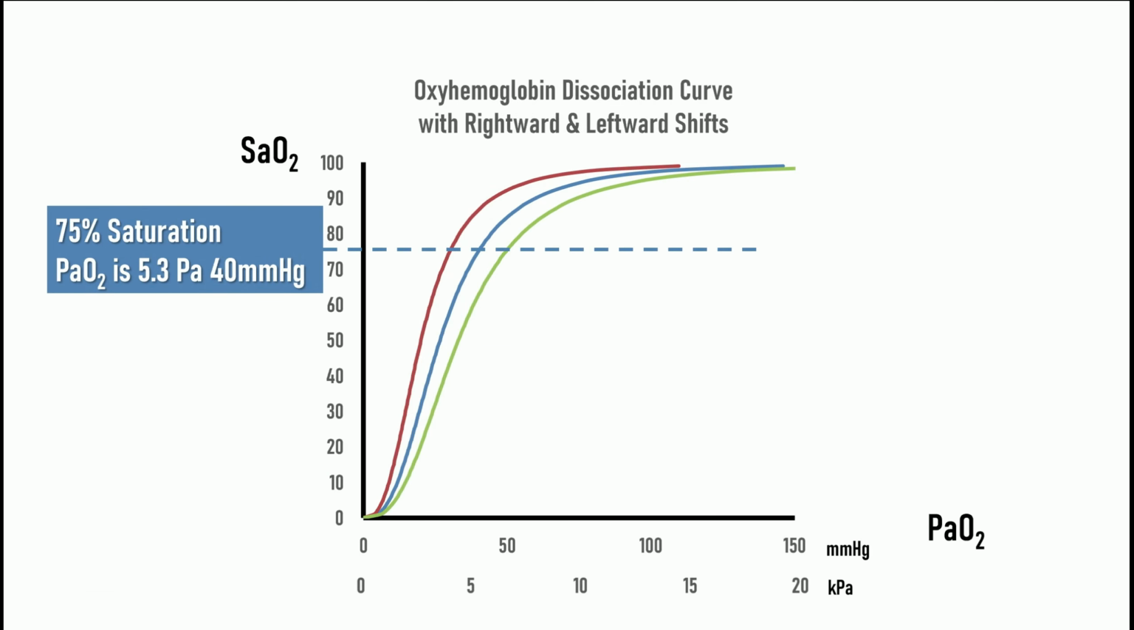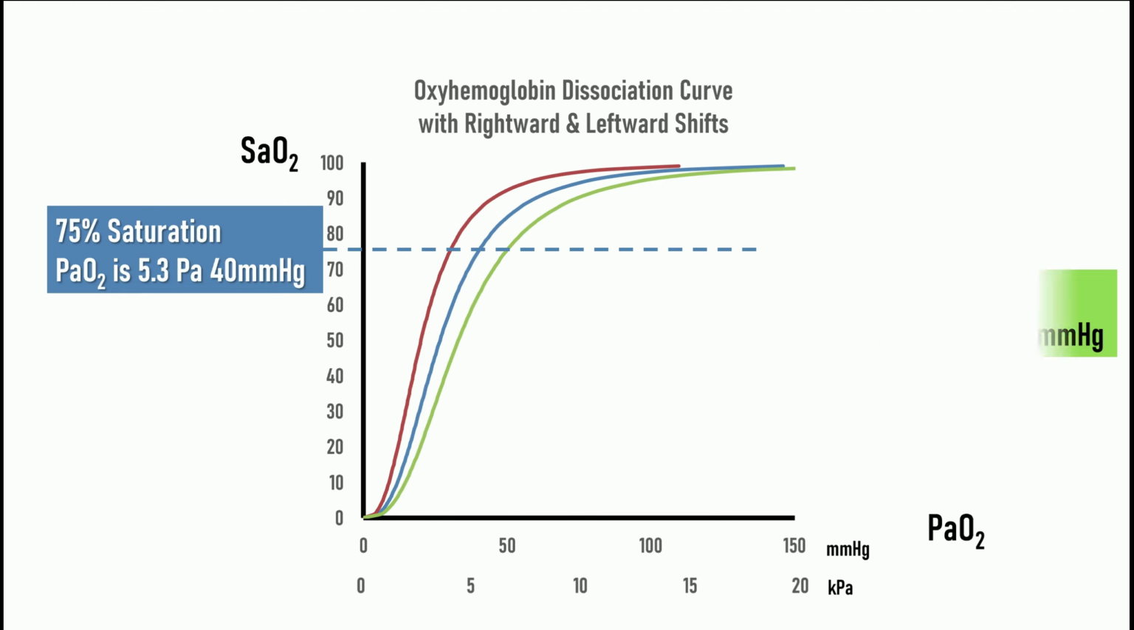Just to give you the full flavor of the shifts, these are color-coded. Blue is the normal oxyhemoglobin dissociation curve. Green is the rightward shift, red the leftward shift. And we're going to look specifically at 75% saturation. Normally, at 75%, the PaO2 is 5.3 kilopascals or 40 millimeters of mercury.